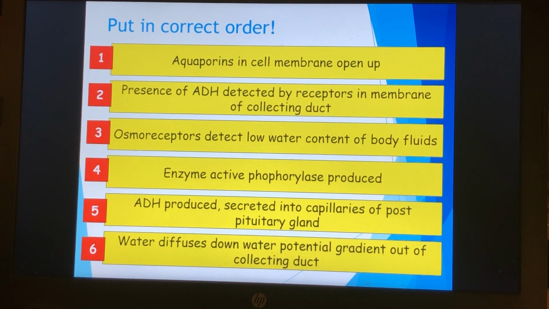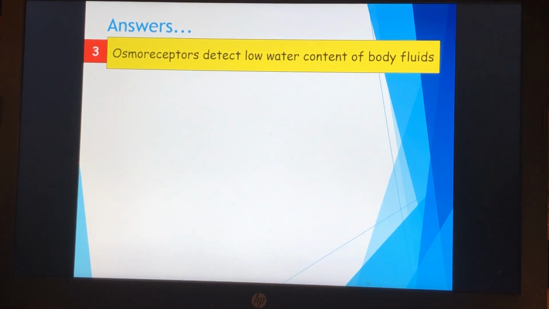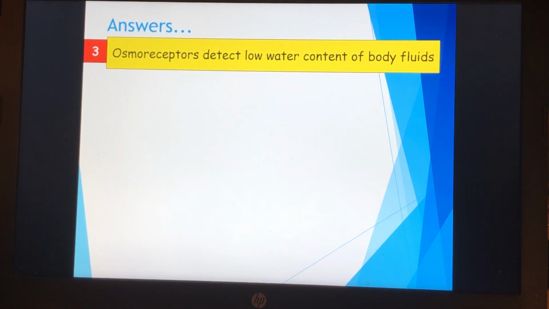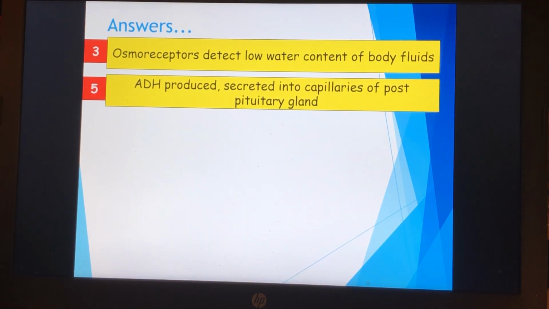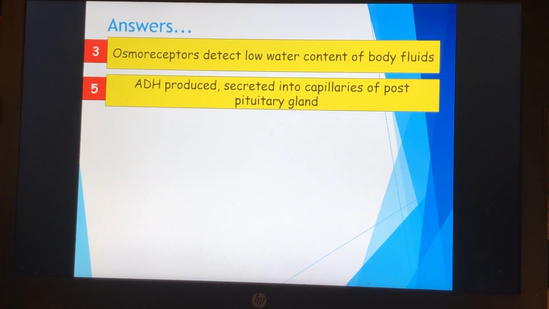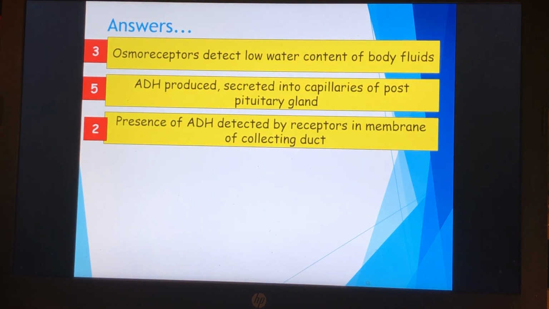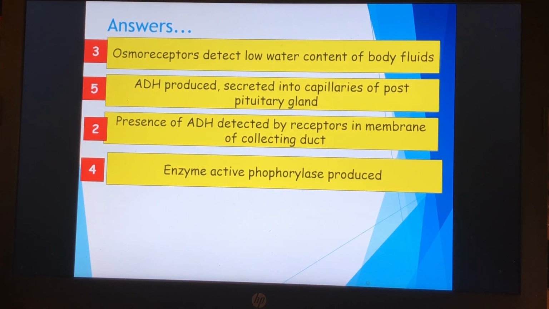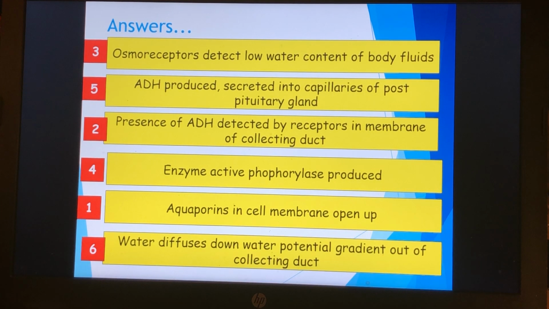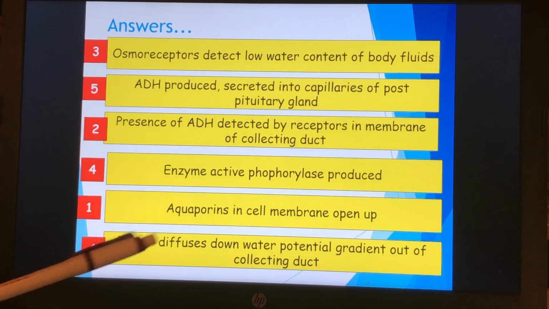What's the first thing that happens here? Well, statement number 3, the low water potential or the low solute potential is detected by the osmoreceptors, and they're in the hypothalamus. They will send a message to the pituitary gland and get it to release more ADH than normal. And that's released into the capillaries and travels around the bloodstream, and it will affect the collecting duct cells. That causes the enzyme to be produced, but don't worry, you don't need to learn the name. And that causes the aquaporins in the cell membrane to open up, and as a result of that happening, osmosis occurs. Osmosis causes water to move down the water potential gradient out of the collecting duct. Where does it go to? It goes into the blood.